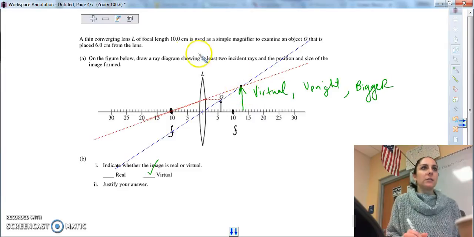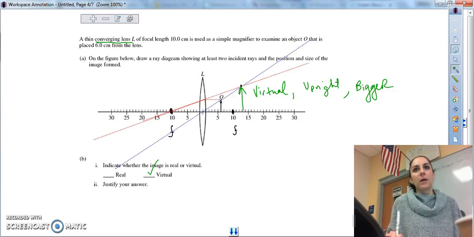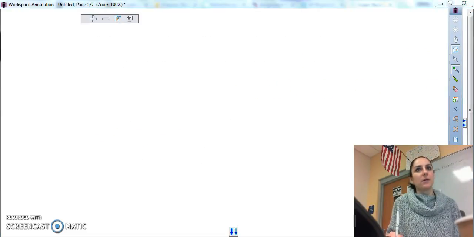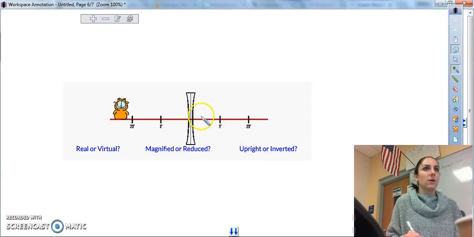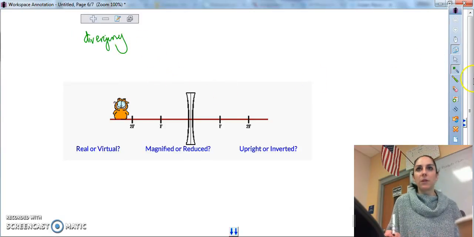Now, converging lenses can do all three things. In other words, we can have virtual, real, upright, inverted, bigger, smaller. So they're going to be the ones that are tricky. Now, when you have a diverging lens, so this is a diverging lens, you're only going to form, just like convex mirrors, three things that are going to be the same each time.